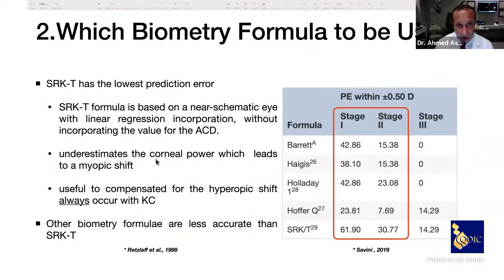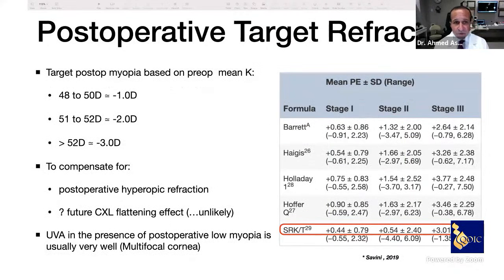So regarding the second question, which biometry formula shall we use? Surprisingly, the SRK/T has the lowest prediction error compared to the other formulas like the Barrett, Haigis, Holladay 1, and Hoffer Q formulas. The SRK/T formula is not affected by the anterior chamber depth, and it underestimates the corneal power, which leads to some sort of myopic shift. And we can use this to compensate for the hyperopic shift that always occurs with keratoconus, especially with other formulas. Other biometric formulas are proved to be less accurate compared to the SRK/T formula. However, we still have to target a low amount of myopia after the surgery.